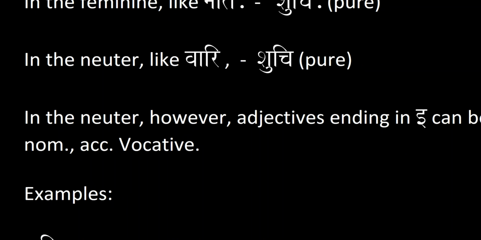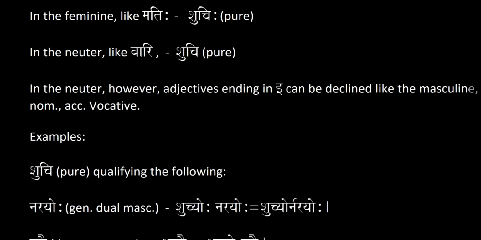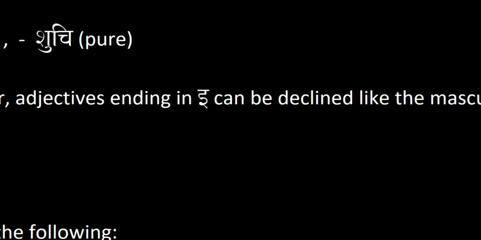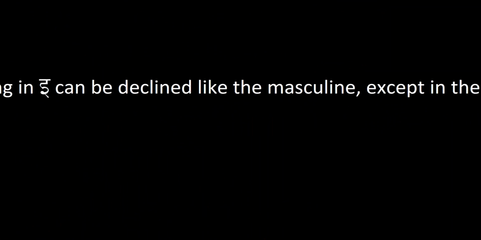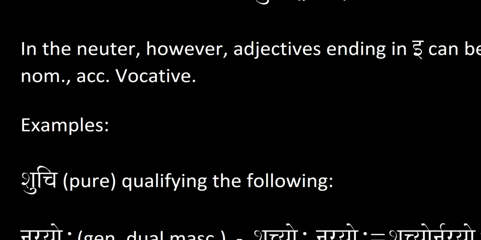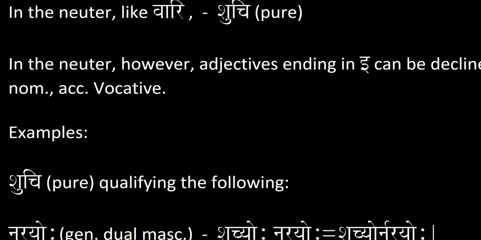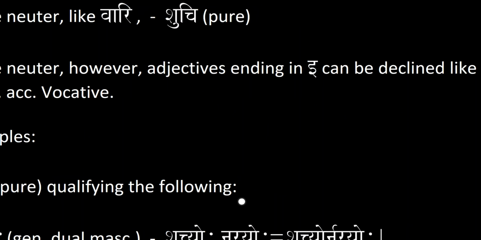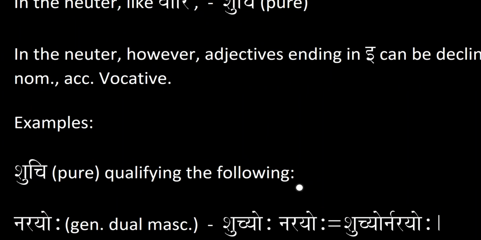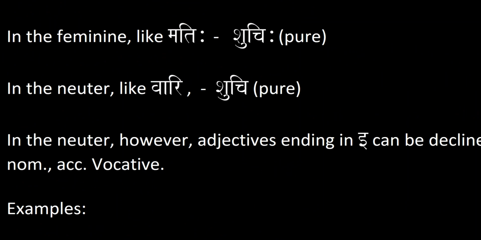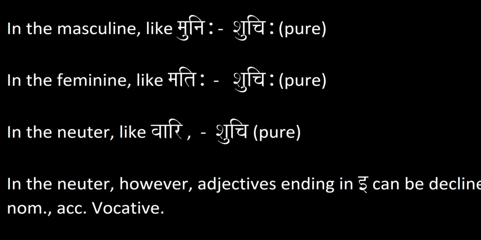And then we have some examples. In the neuter, however, adjectives ending in e can be declined like the masculine, except in the nominative, accusative, and vocative cases. What exactly does that mean? It means that if it is neuter, let's say we have suchi, for pure, then as it says up here, in the neuter you would change it to suchi and then decline it as vari.